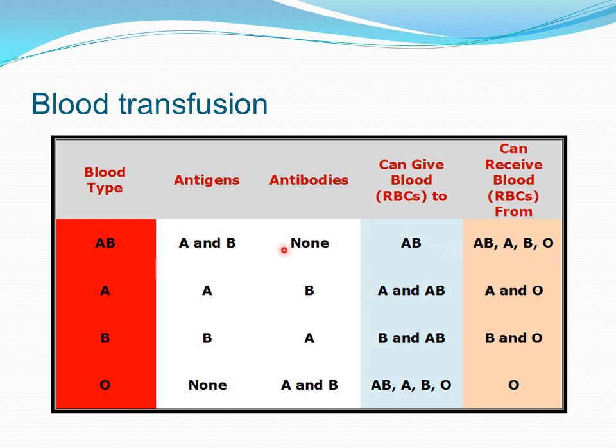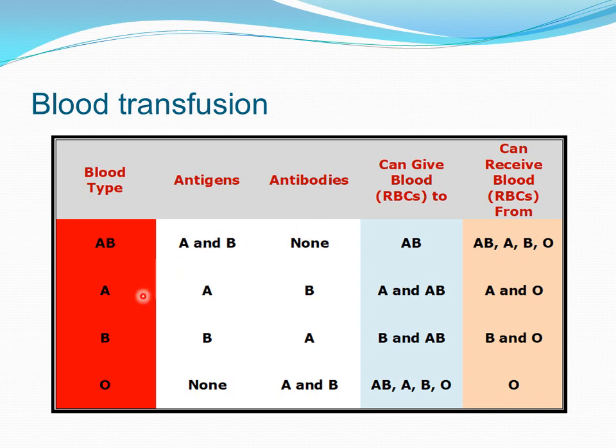Because there are no antibodies to react with these antigens, blood group AB is called the universal recipient. The person having blood group AB is called the universal recipient, as it is not having any antibodies, and the antigens of all these blood groups will not have any antibody to clump with. That is, the agglutination reaction will not happen. So it will take blood from all the blood groups.